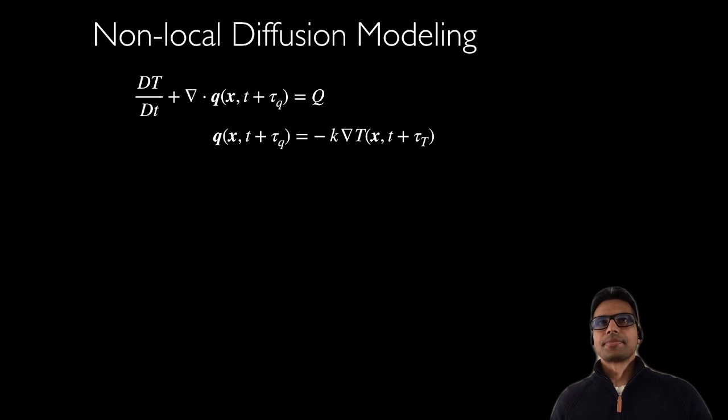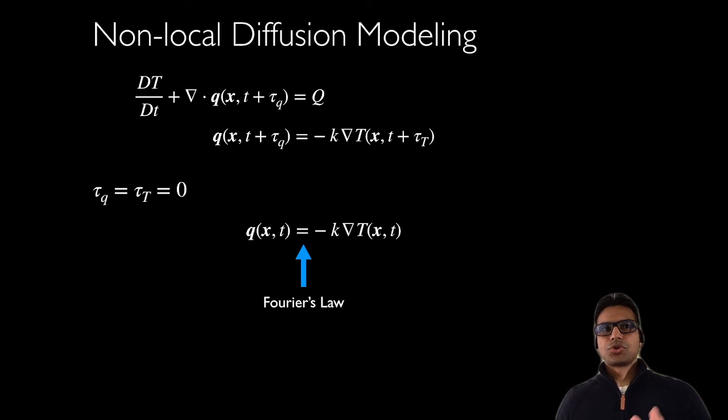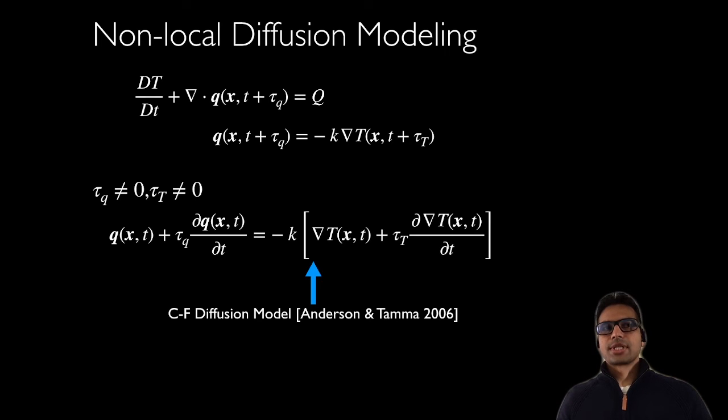Let's look at a very concrete example through the example of diffusion modeling. So here I've written the diffusion of temperature in general terms. And basically, if you choose these parameters tau q and tau t to be 0, then we recover Fourier's law, which is the predominant method to simulate diffusion. But if we choose non-zero values for these parameters tau q and tau t, then we get this other model of diffusion, which is called CF diffusion, that was first explored by Anderson and Tamma in 2006.